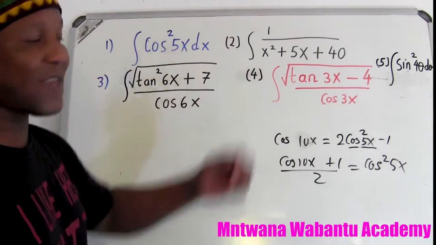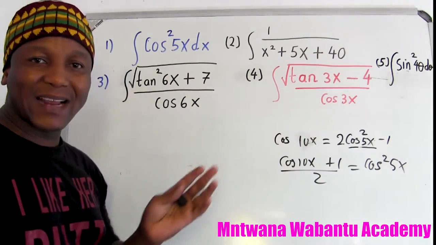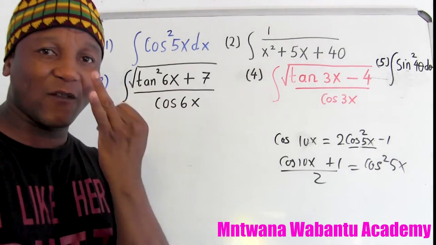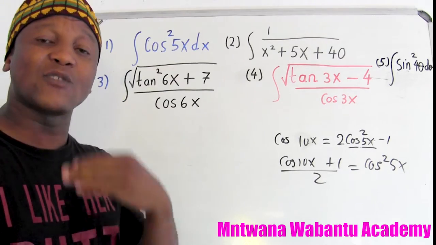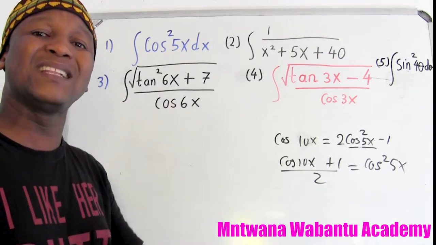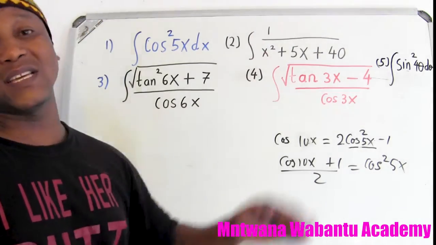So question number 2, we have that. Every time you have 1 over a quadratic, you have to take a moment and see if you can factorize the roots. If you cannot factorize, then you have to complete the square. To factorize, the roots must be real roots. You don't want complex roots; that's another case, for complex integration.